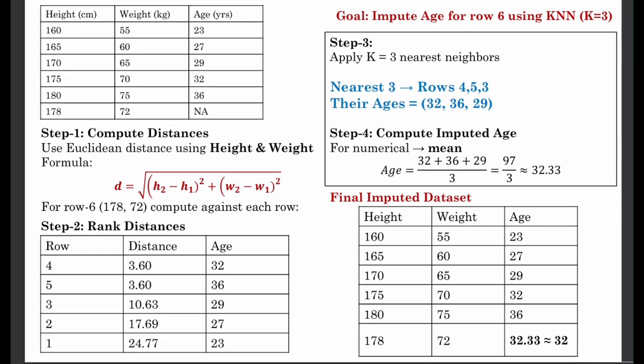KNN imputation is excellent when variables have non-linear relationships and the dataset is small to medium in size. However, it is computationally expensive for very large datasets because you have to compute distances to every row.